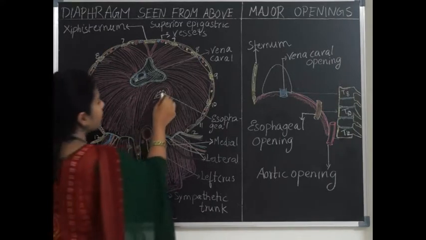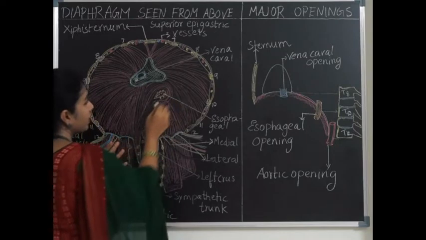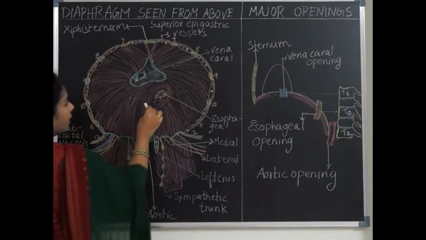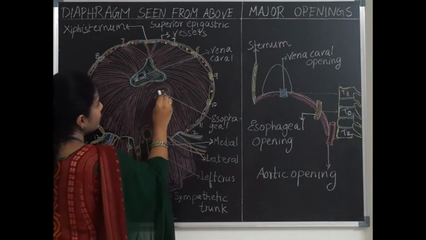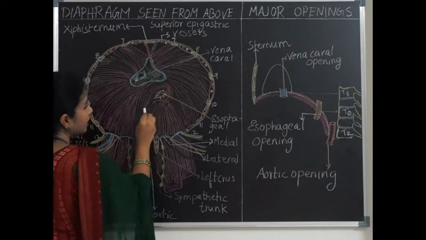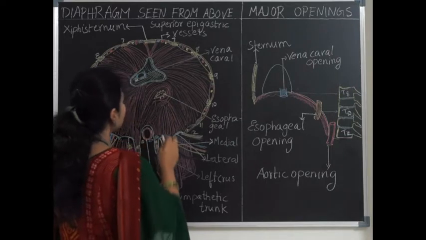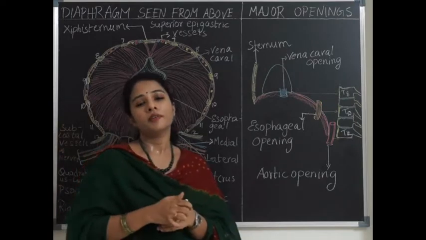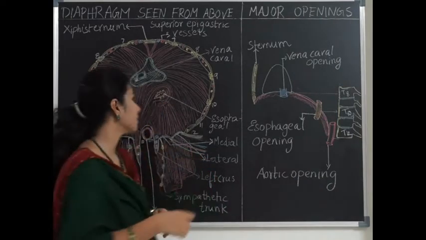Next we shall see about the esophageal opening. The esophageal opening is present completely within the muscle. It is present in the right crus of the diaphragm. The esophageal opening is surrounded by muscle fibers, and during inspiration the esophageal opening gets constricted. It is completely closed, preventing regurgitation of food from the stomach to the esophagus.